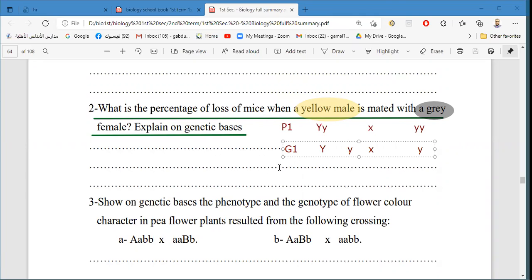Okay? Y capital, Y capital. And here we have Y small. This one is gray and this one is yellow. What are the possibilities here we have in F1?